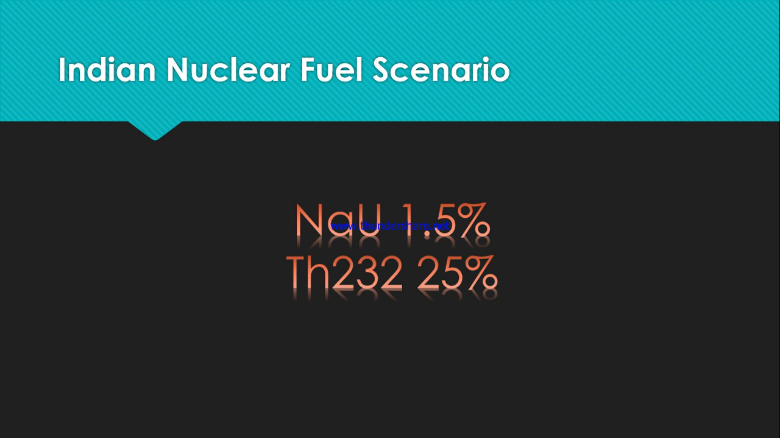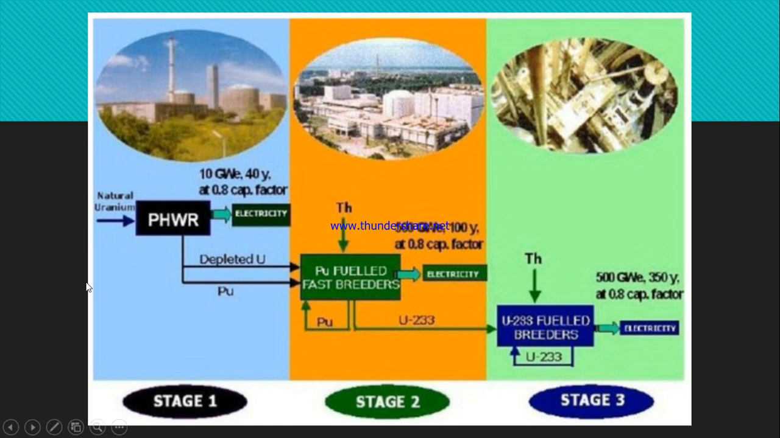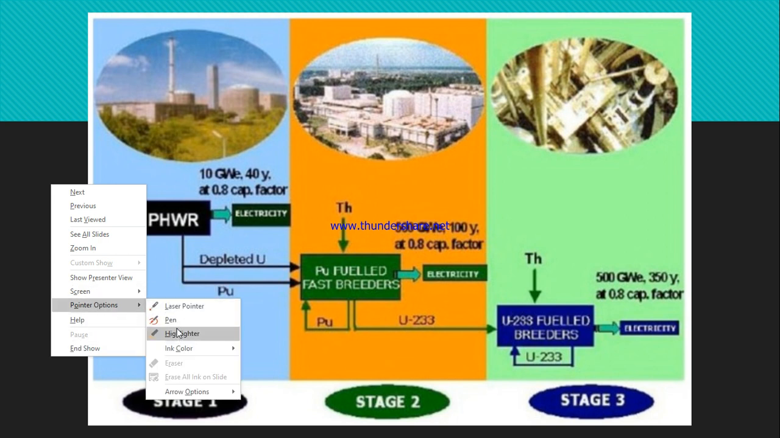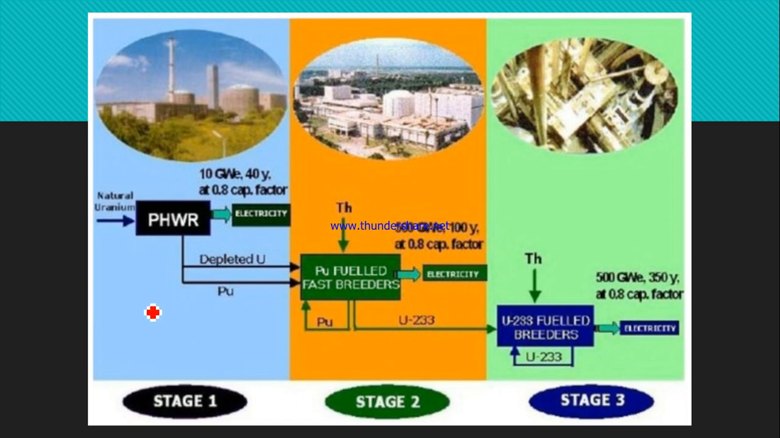So this thorium-232 is a fertile material. It cannot undergo spontaneous fission, but if it is converted to a fissile material, then it could be used to produce nuclear energy by fission. Let me take one point. So this is the three-stage Indian nuclear program. We are here at present.